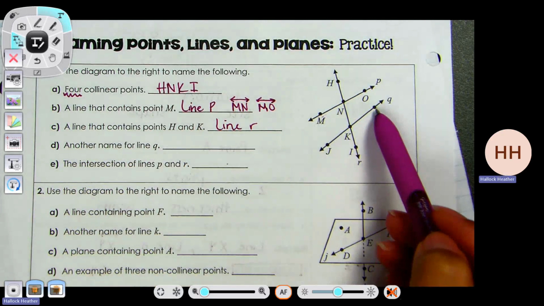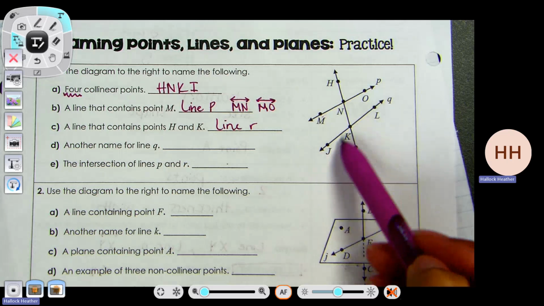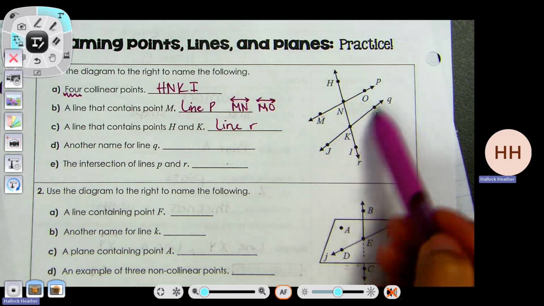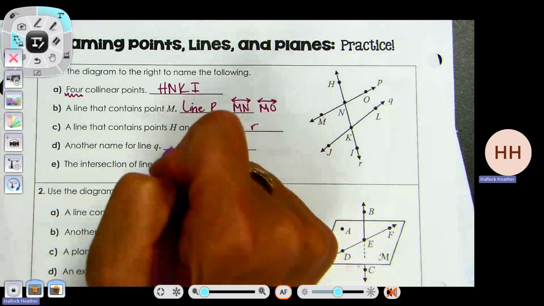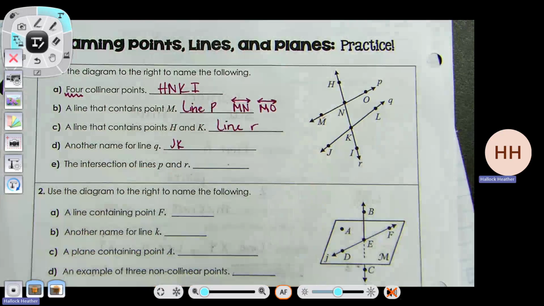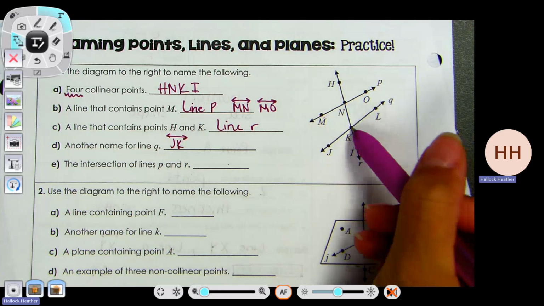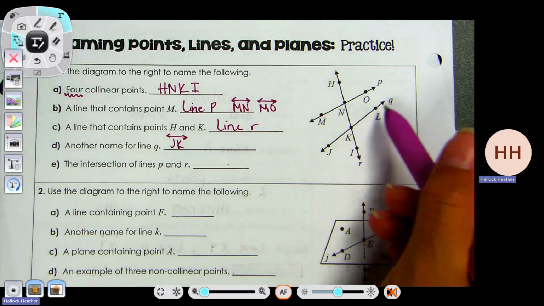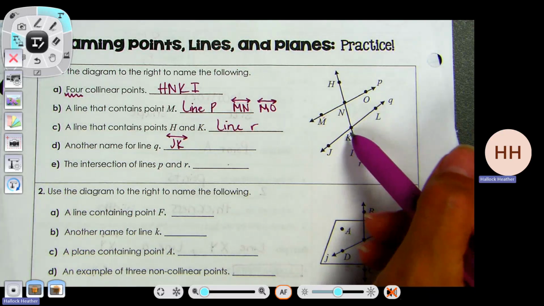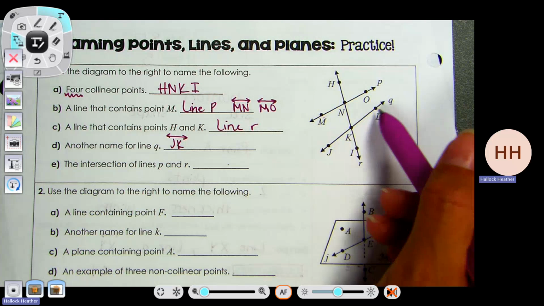So when I'm naming a line, I can't use 3 letters. So I can't say JKL. What should I say instead? I could say JK, and I could write the word line in front of it, or I could put the little arrows on top of it. I could say KL with the arrows. I could say LK with the arrows, or I could say line KL, LK.